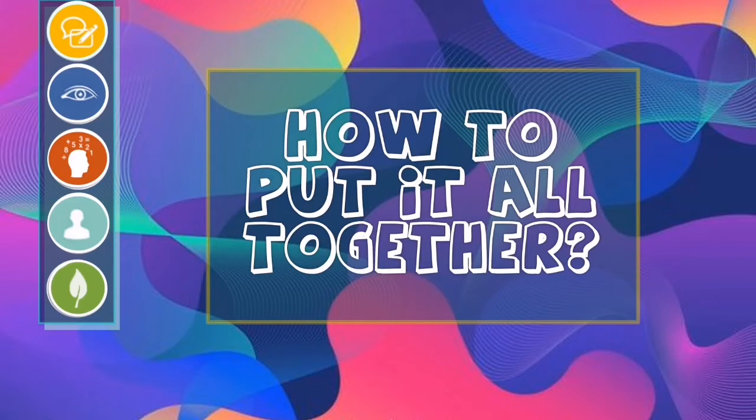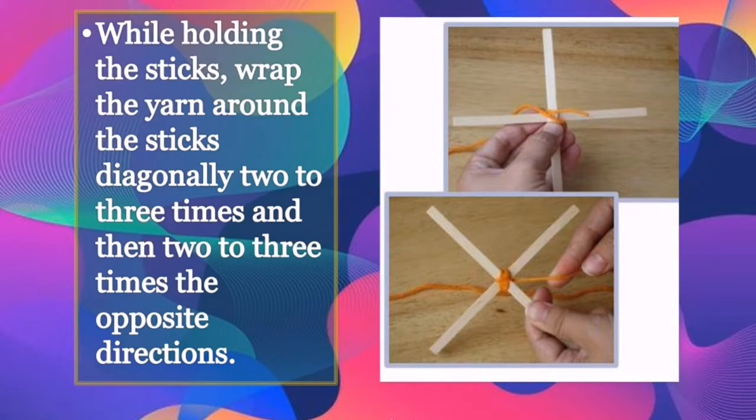How do we put it all together? For step 1, hold 2 sticks together with your thumb and forefinger. You can also glue the sticks together so it makes it easier to handle. While holding the sticks, wrap the yarn around the sticks diagonally 2 to 3 times, then 2 to 3 times in the opposite direction.